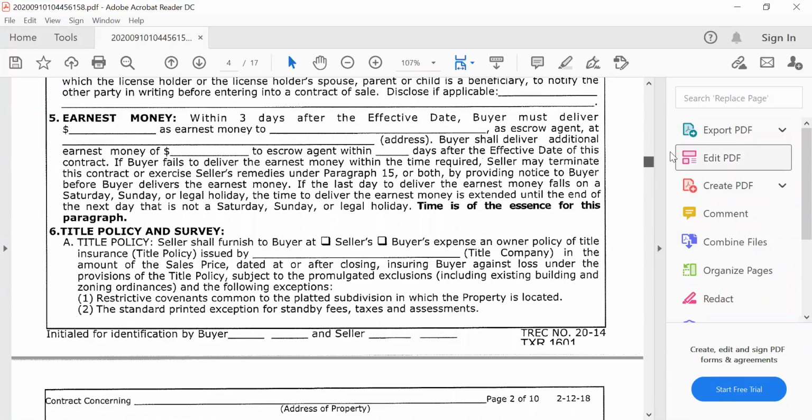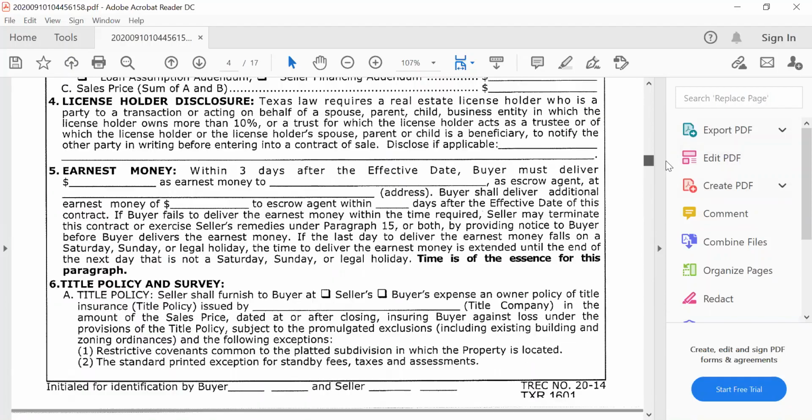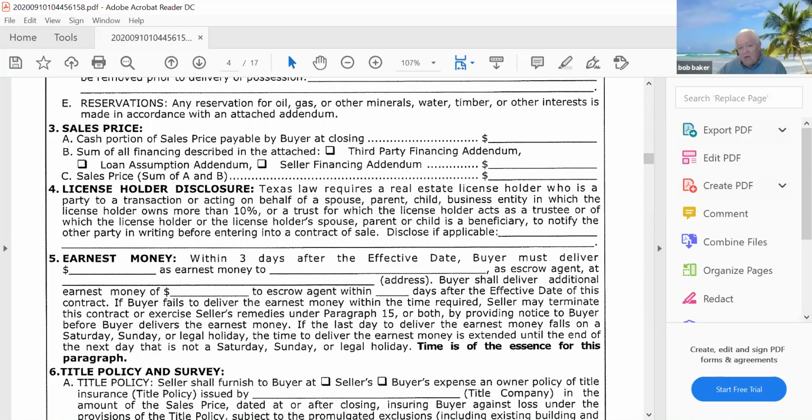It's after the execution and delivery, isn't it? Now, the contract deadlines are all tied to the effective date. And so when you look at paragraph 5, it talks about within 3 days after the effective date.